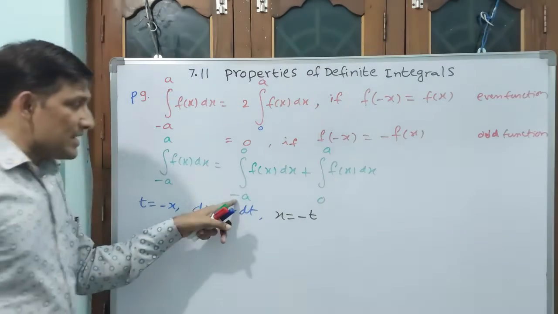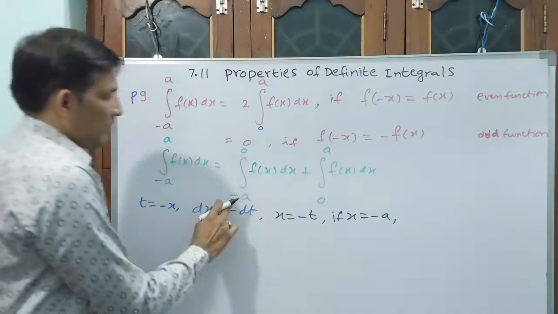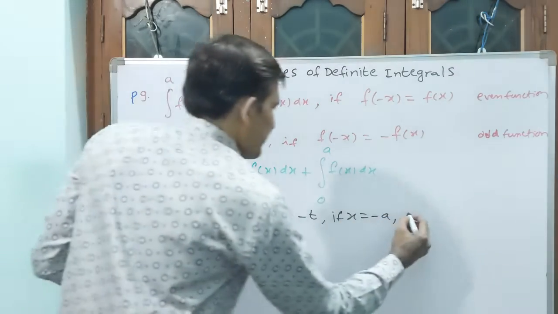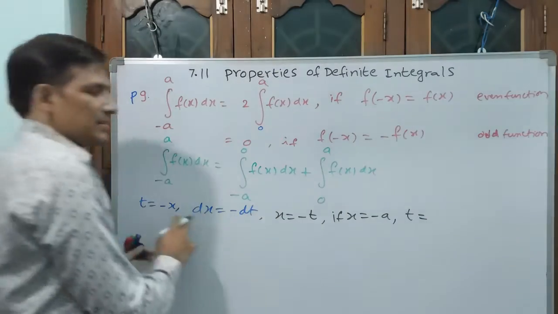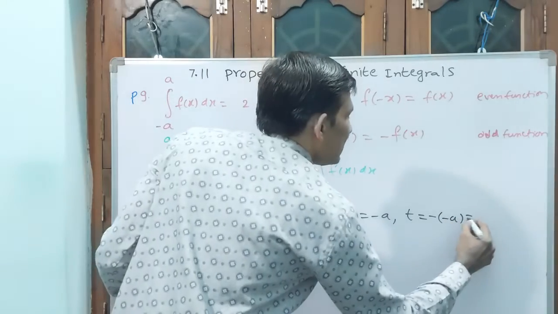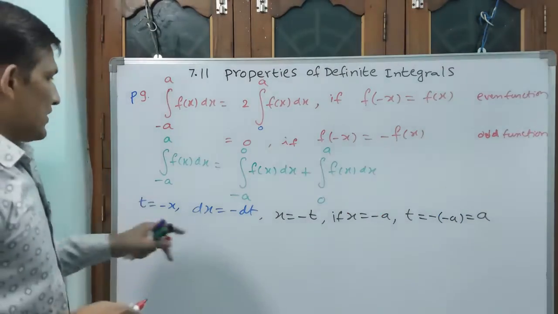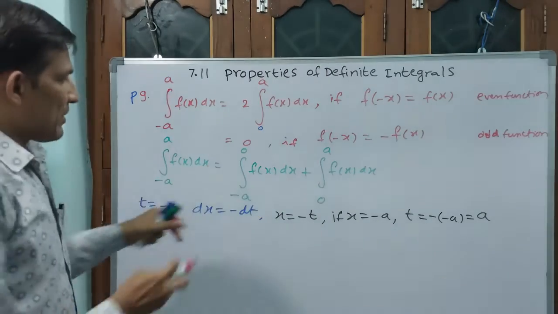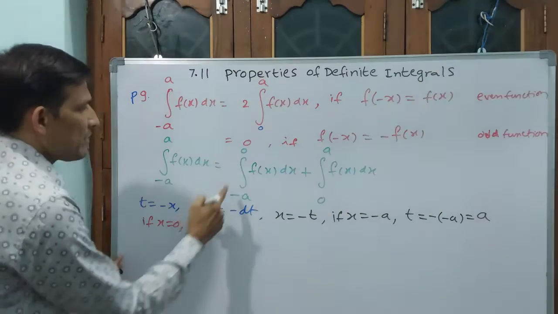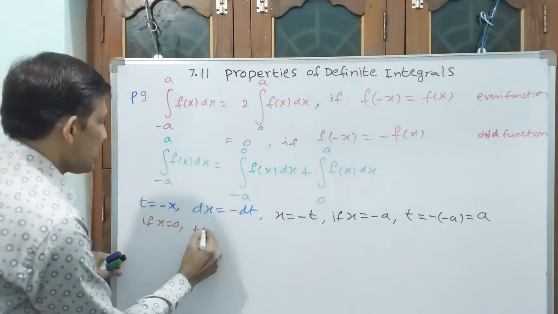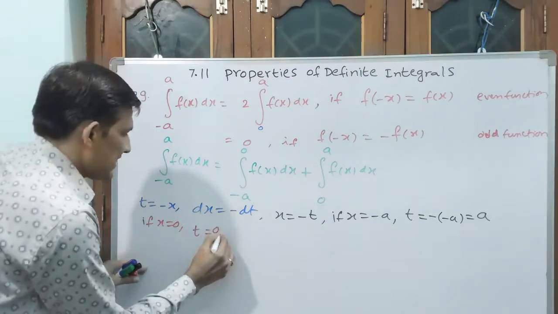But you see here, lower limit, if x is minus a, what about t? Minus of minus a, plus a. Okay? If x is 0, why? Because we are considering this one. Upper limit, if x is 0, then t is equal to minus 0, that will not be there, 0 only.